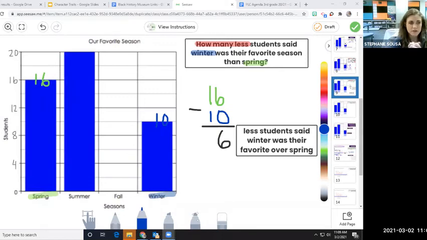Here's your correct answer. How many less students said winter was their favorite season than spring? Spring has 16 votes. Winter has 10. 16 subtract 10 is equal to 6. The 6 represents the less students saying winter is their favorite over spring. All right.